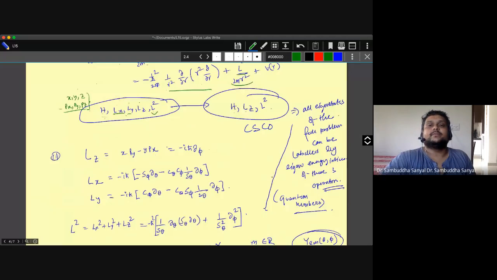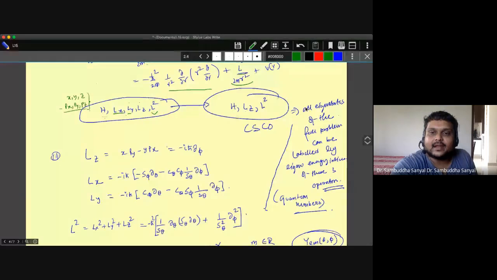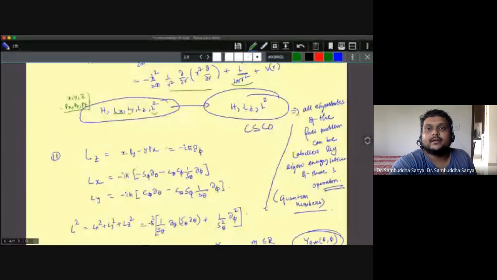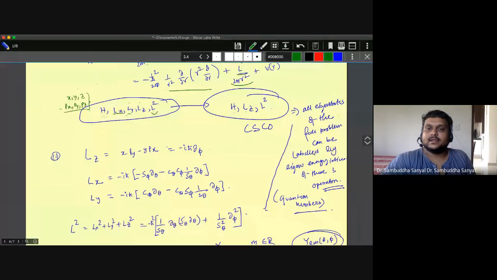So now we know from our understanding of CSCO that all the eigenstates of the full problem can be entirely labeled by the eigenvalues of these three operators.